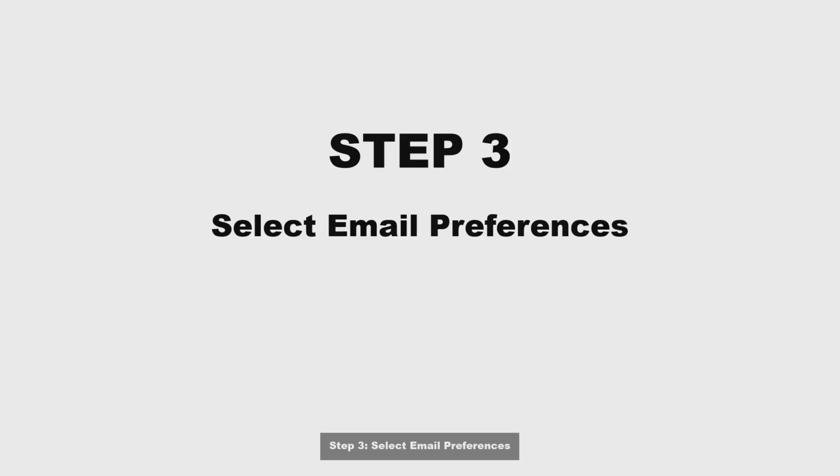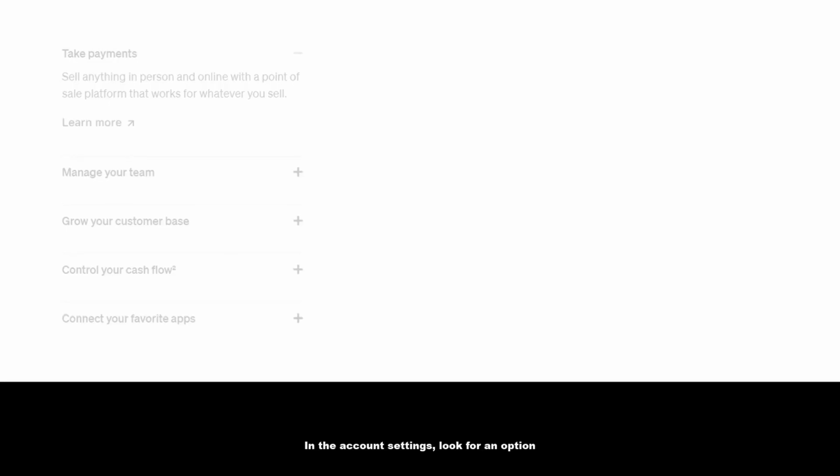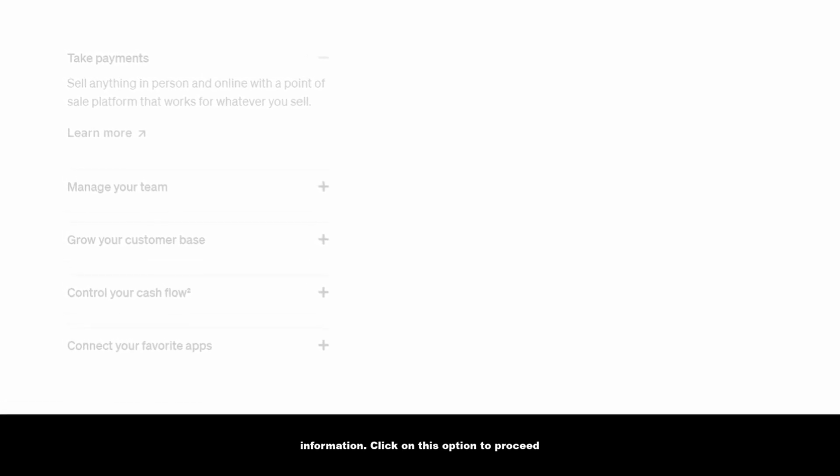Step 3. Select email preferences. In the account settings, look for an option related to email preferences or contact information. Click on this option to proceed to the email update section.